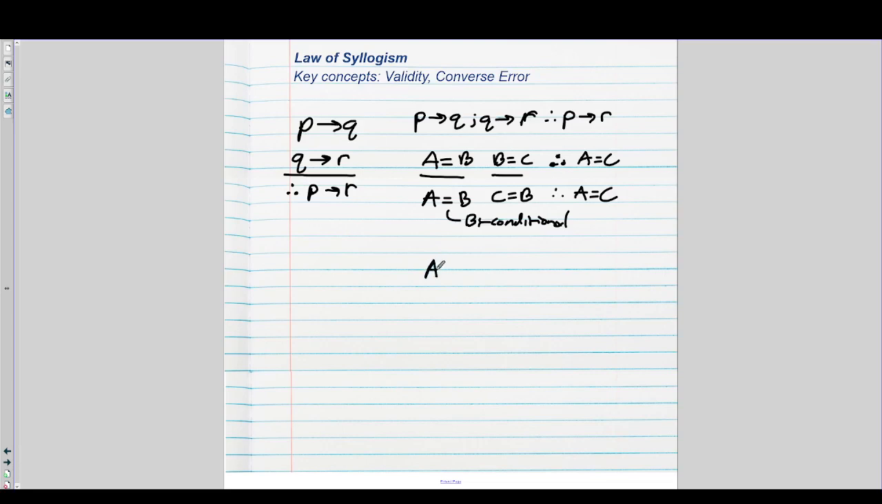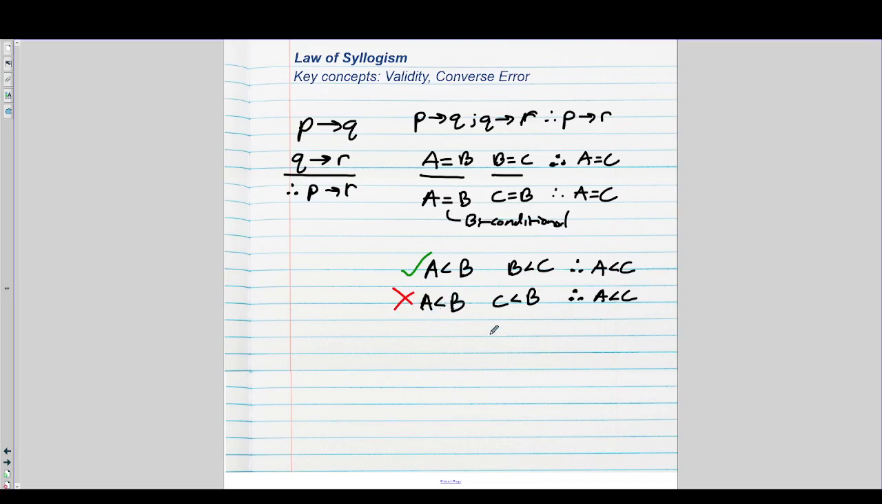So if I say A is less than B and B is less than C, I can conclude A is less than C. That one is good, I can do that. But I can't do that if I say A is less than B and C is less than B. I cannot conclude that A is less than C. That one is no good. And we could easily pick some numbers to show that, right?